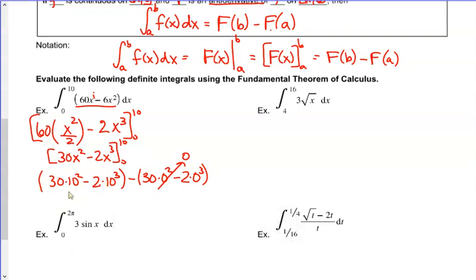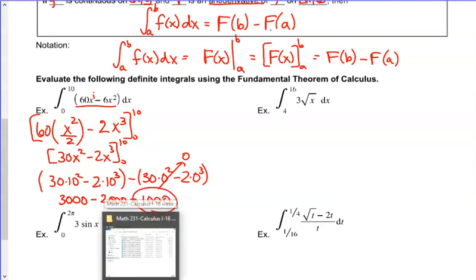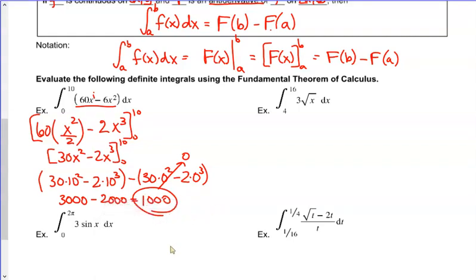Okay, so 30 times 100 is 3,000. 2 times 1,000 is 2,000. When I subtract those, the area under that curve, now remember, this is a net area under that curve for this function, is 1,000. Okay? All right, let's try this guy.